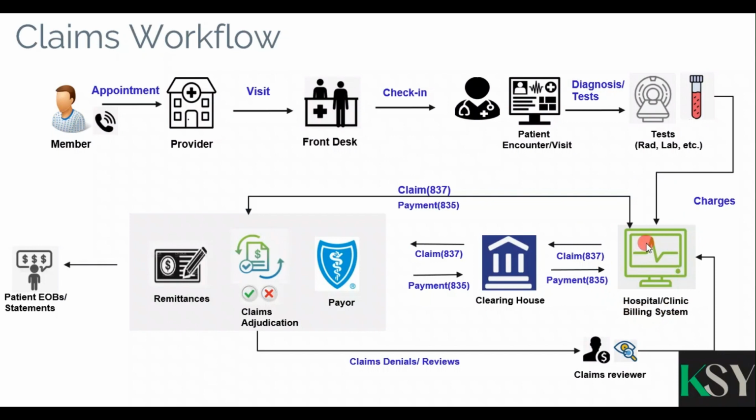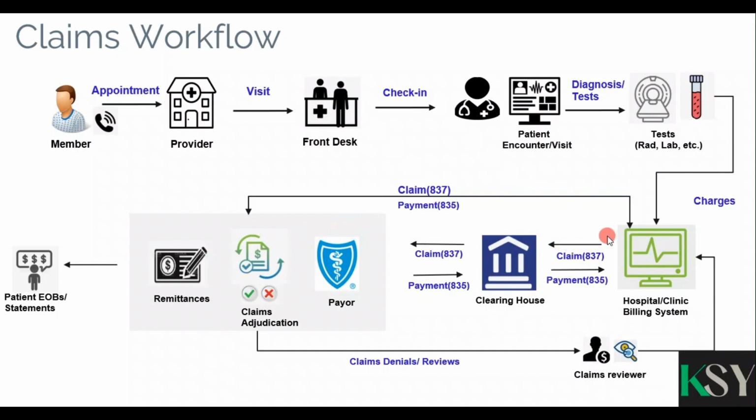All these charges then get consolidated for that specific visit into something called a claim, and then the hospital's billing system would generate an electronic version of that bill for that specific patient, and they convert that into something called an EDI 837 format that you see here. So 837 is used for a claim, and that electronic version would then be sent over to the payers.